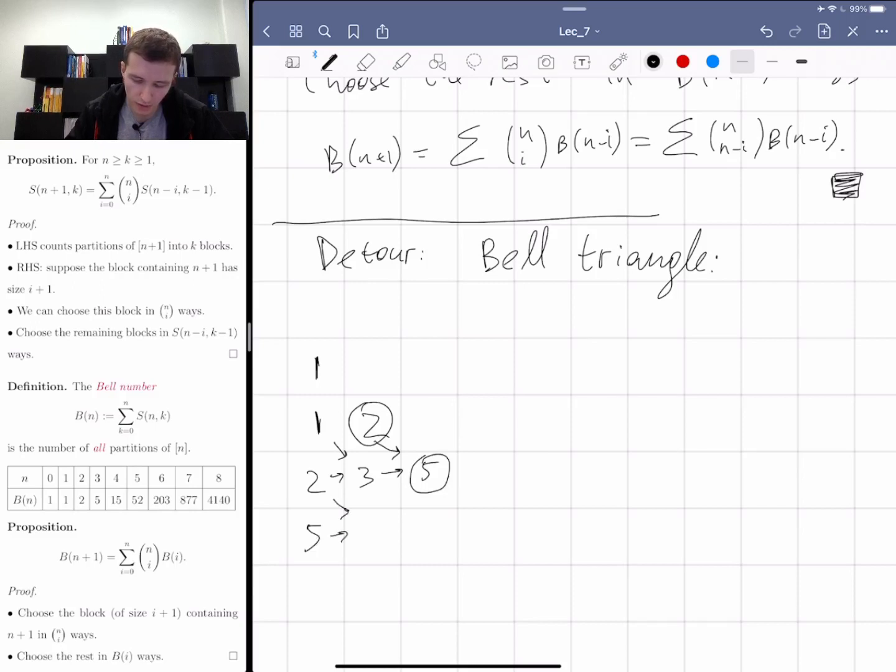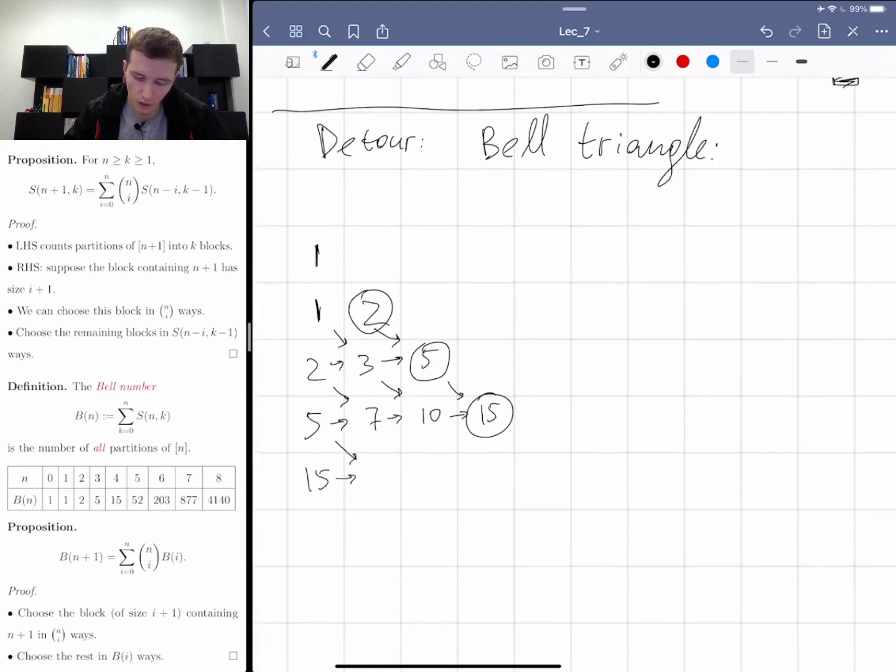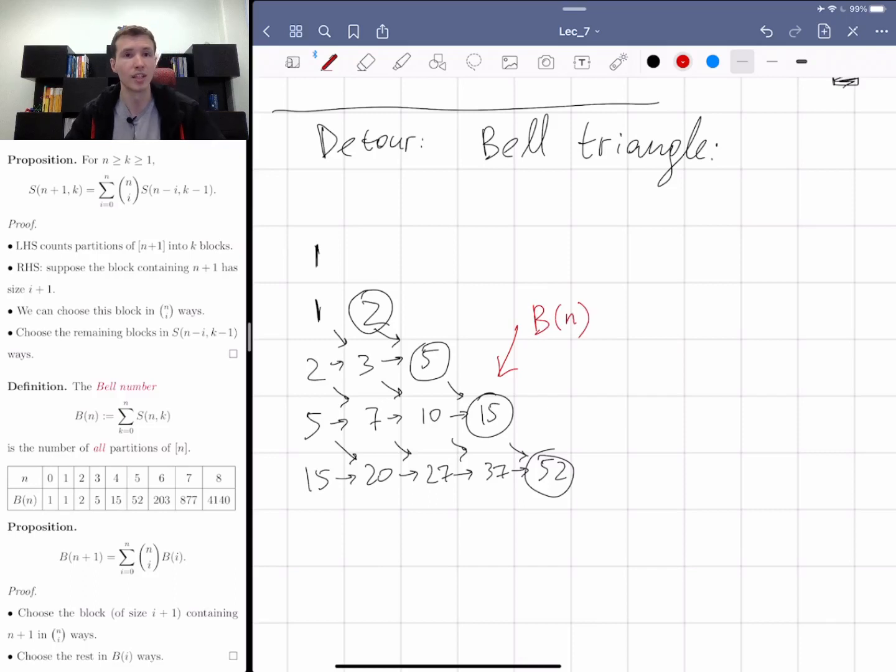2 plus 5 is 7. 7 plus 3 is 10. 10 plus 5 is 15. And then I copy 15. 15 plus 5 is 20. 20 plus 7 is 27. Then I get 37. And finally, 37 plus 15 is 52. So you see that these numbers here are the Bell numbers on the diagonal. So it's a cool, simple way to remember the numbers, that's the triangle you get.